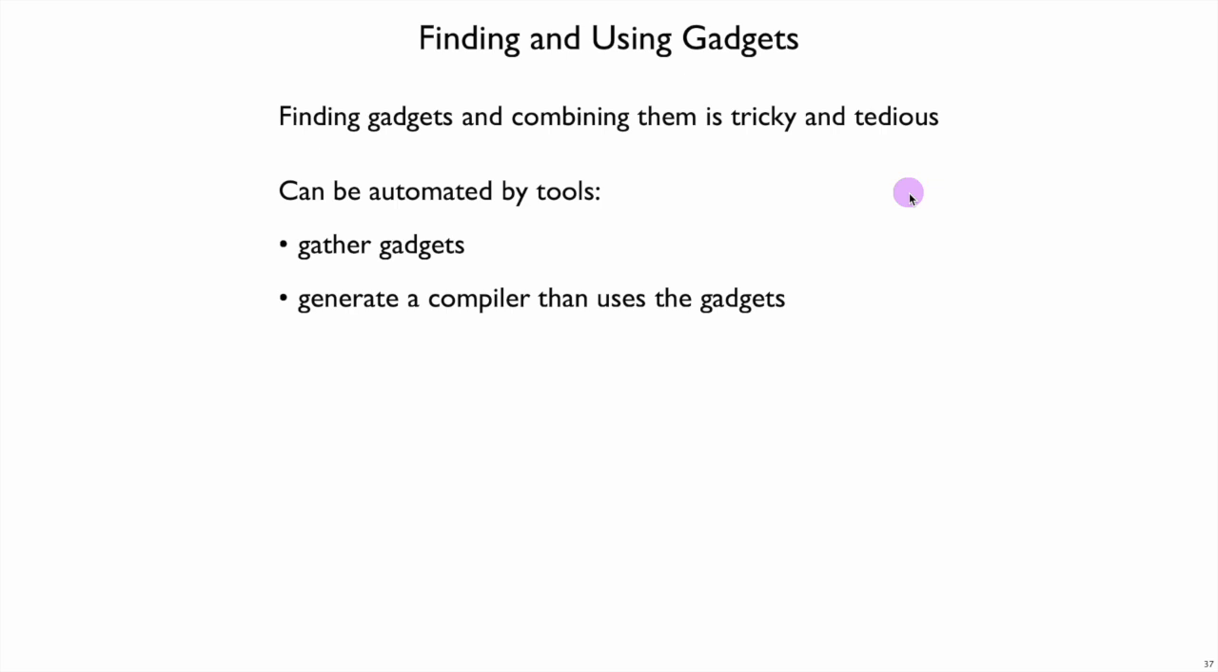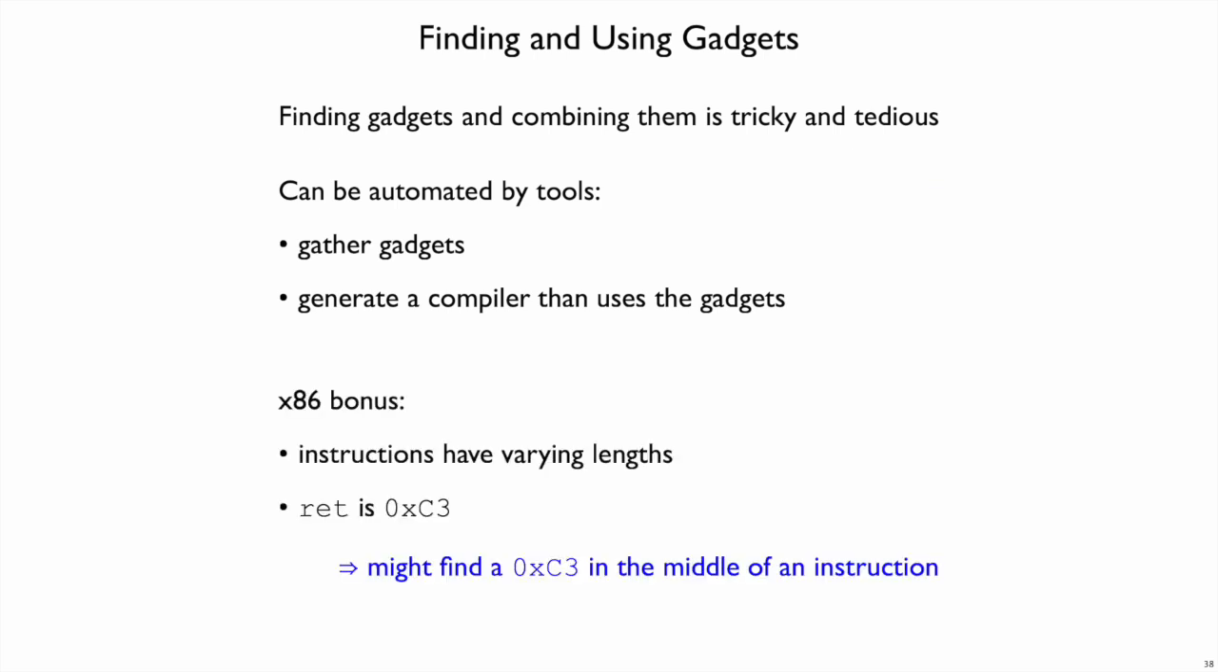There are tools that can do this. It can look through the C library, look at all the machine code, figure out what gadgets are there, and even generate a compiler that knows how to string those gadgets together to do something higher level than manually working out the machine code. It turns out that x86 helps us out by having instructions that are of various length. We need to find return instructions, and it turns out the encoding of a return instruction is a C3, but sometimes a C3 can appear in the middle of an instruction.